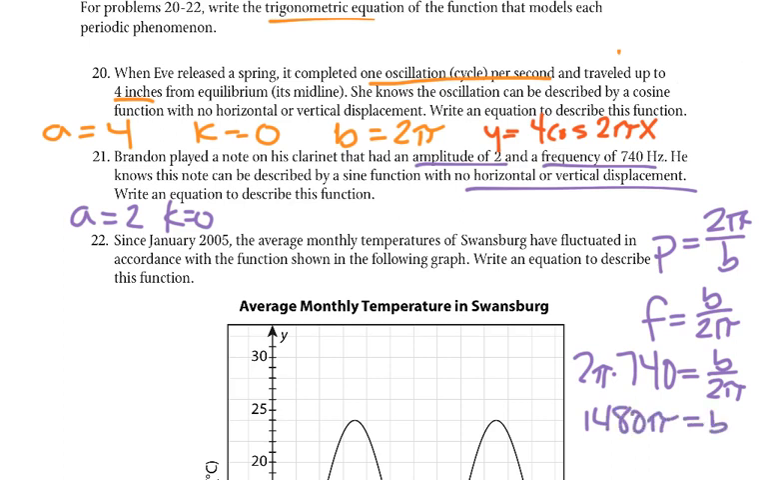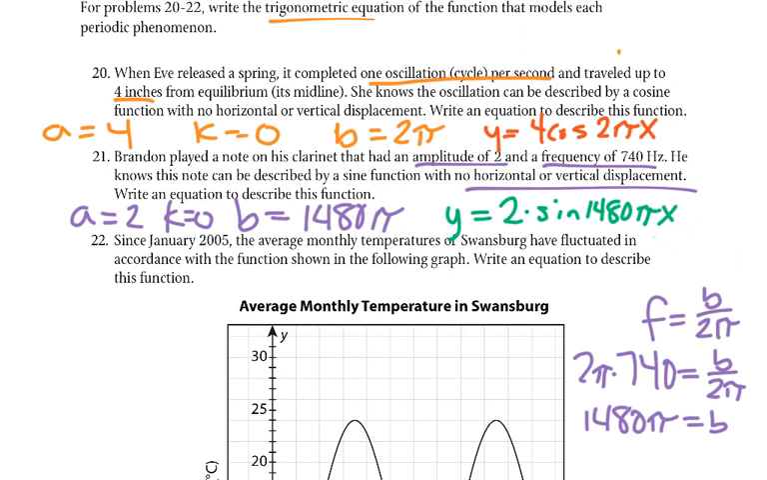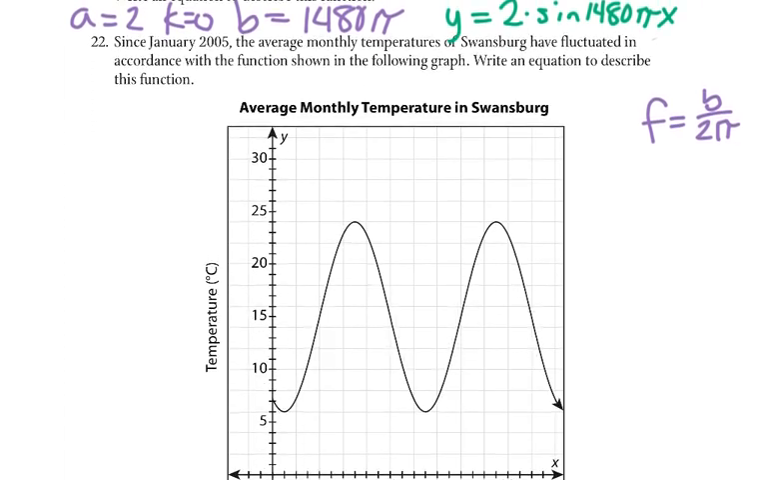So we could find our period, but we don't need the period, right? And these are the few cases where we actually need the frequency to find the b. So it's 1480 pi. So we go y equals 2, and it's a sine function, times the sine of 1480 pi times x. And that's our equation. Okay? So that frequency, remember, we talked a little bit about it, but not a whole lot. This is kind of the few situations where you may need it.